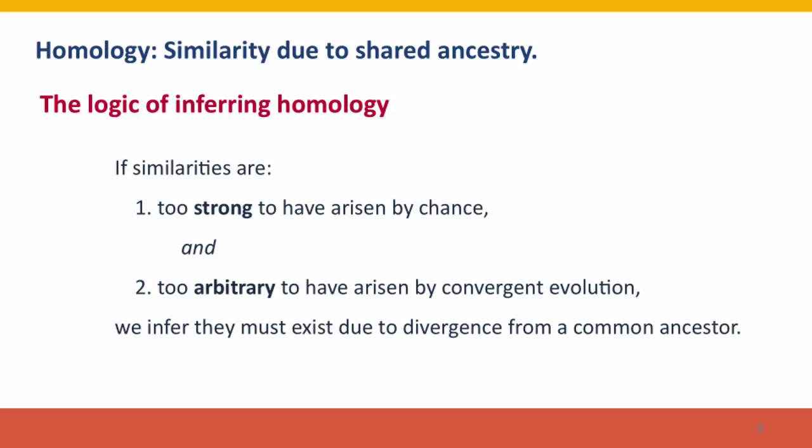The general principles are if the similarities are so strong that they couldn't have arisen by chance, for instance, the similarity between the aniridia gene and the eyeless gene that I showed you, and they're too arbitrary to have arisen by convergent evolution, that is, the similarities extend to features that would not be acted on by natural selection, then we infer that these similarities must have arisen because of divergence from a common ancestor, and that is, they must be due to homology.